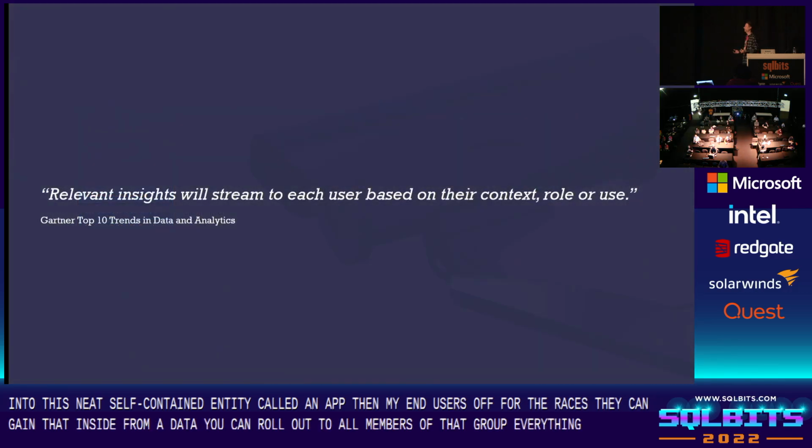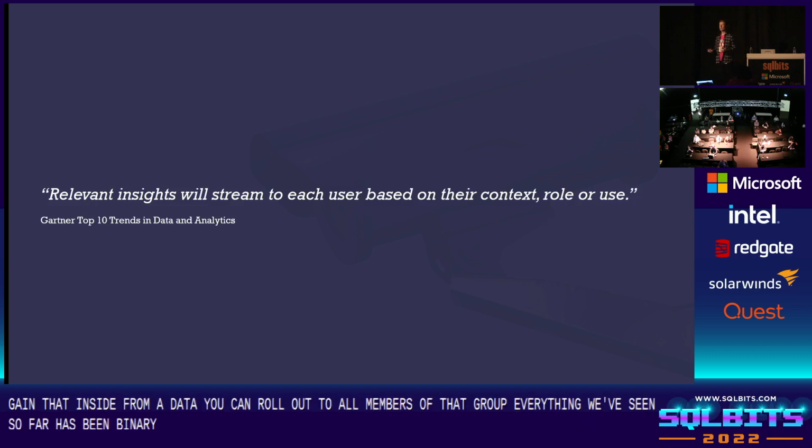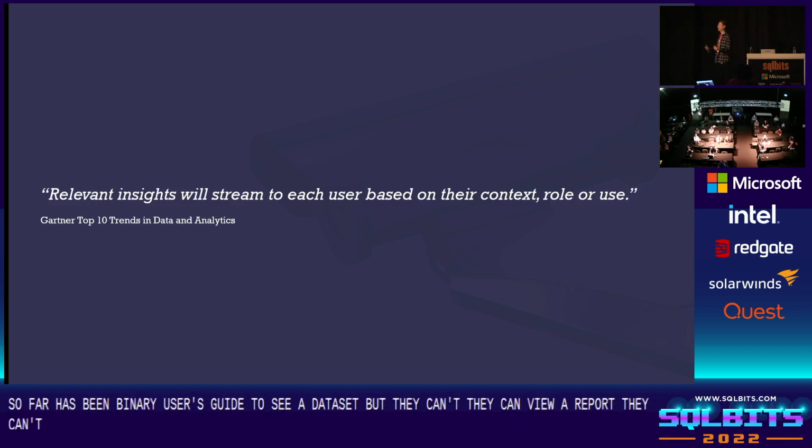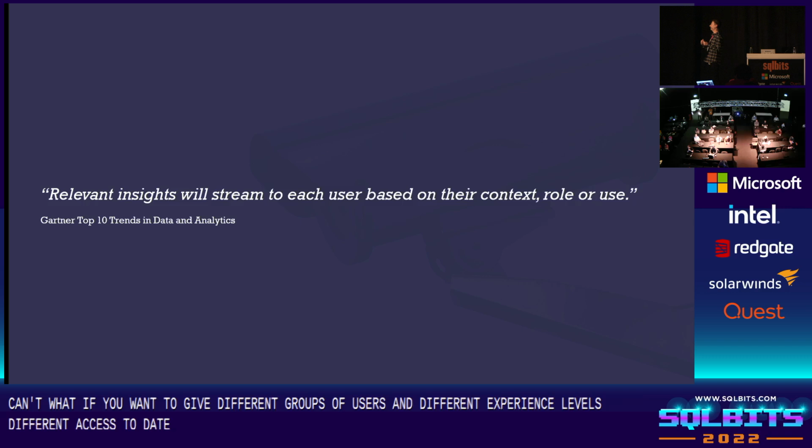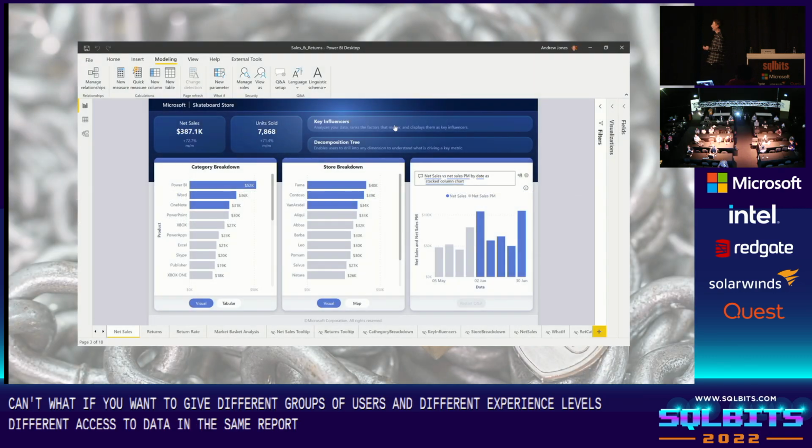Everything we've seen so far has been binary. Users can either see a data set or they can't. They can view a report or they can't. What if you want to give different groups of users different experience levels, different access to data in the same report? Power BI supports this via row-level security.